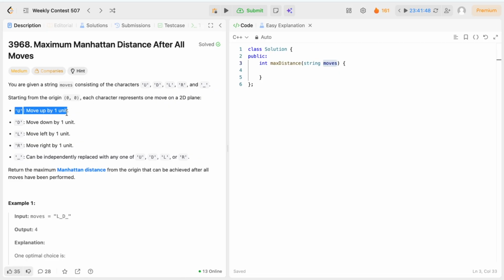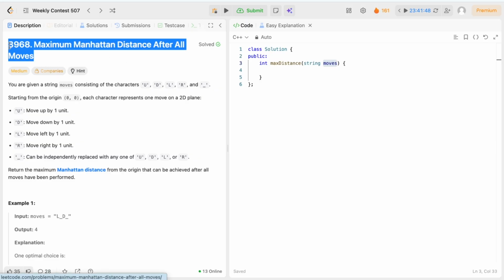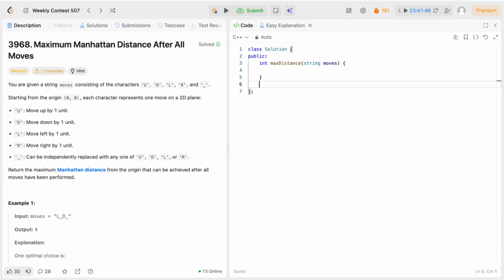U means move up by 1 unit. D means go down by 1 unit. L means move left by 1 unit, and R means move right by 1 unit. And underscore can be replaced by any of the four above characters as you want, so that we can increase the distance. We are going to do this question in O(n) time complexity.